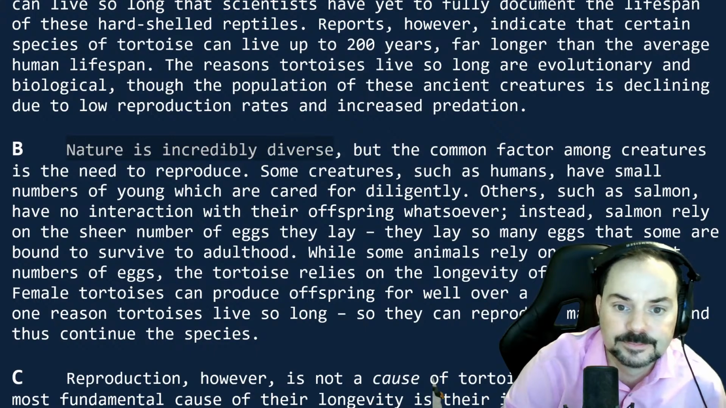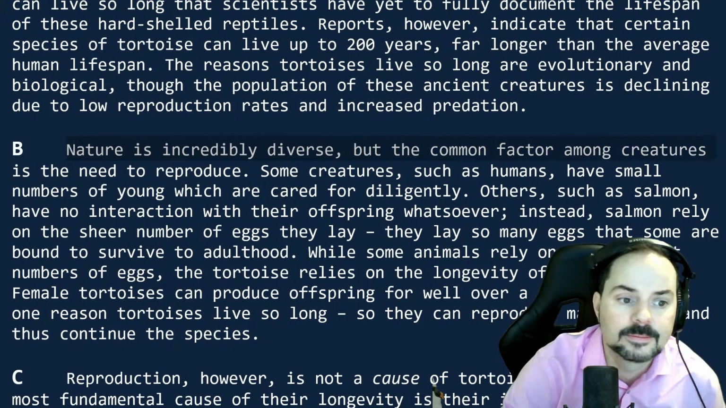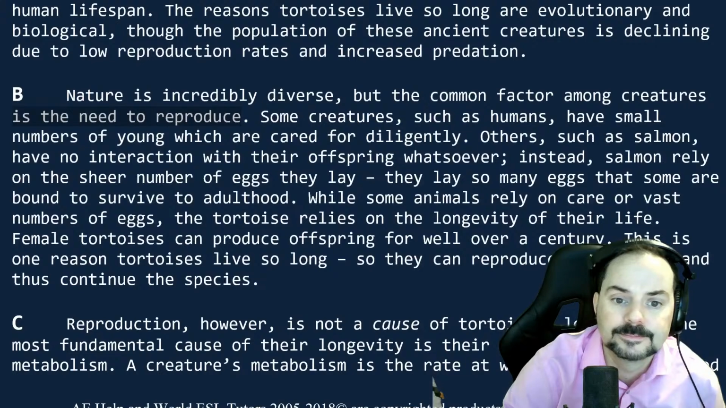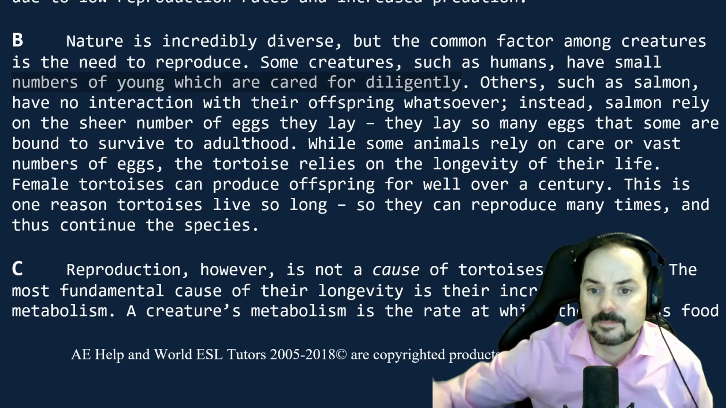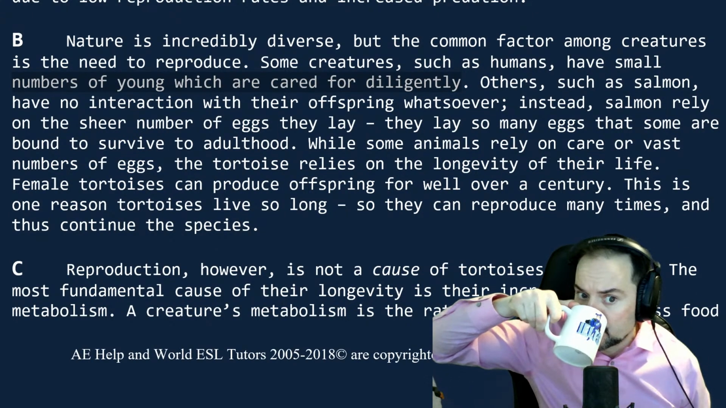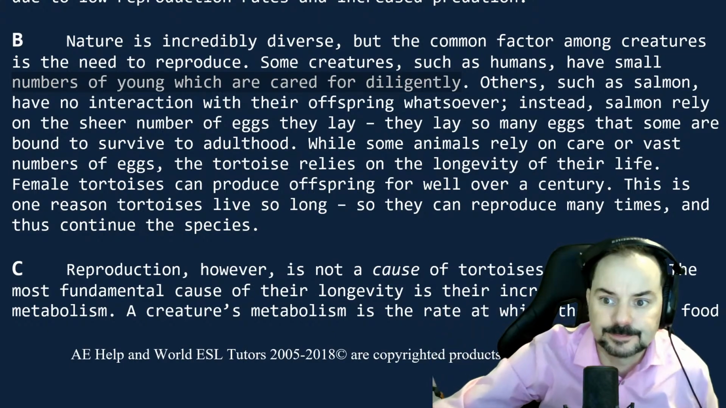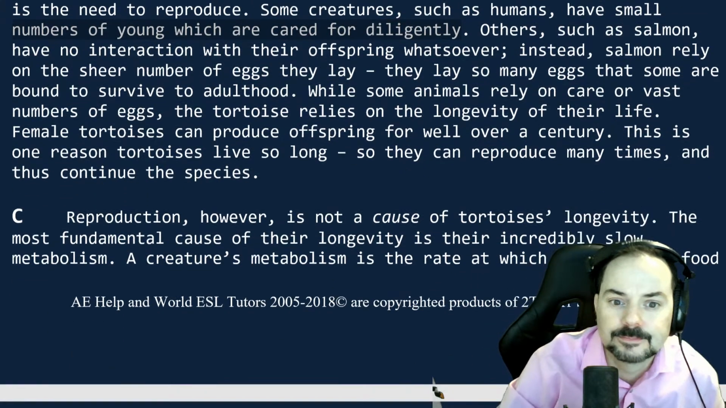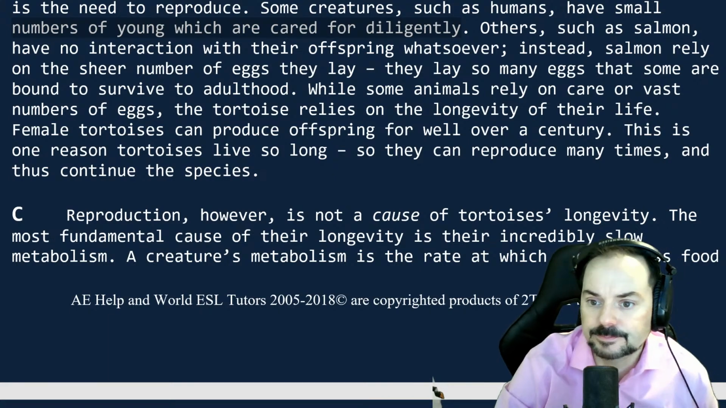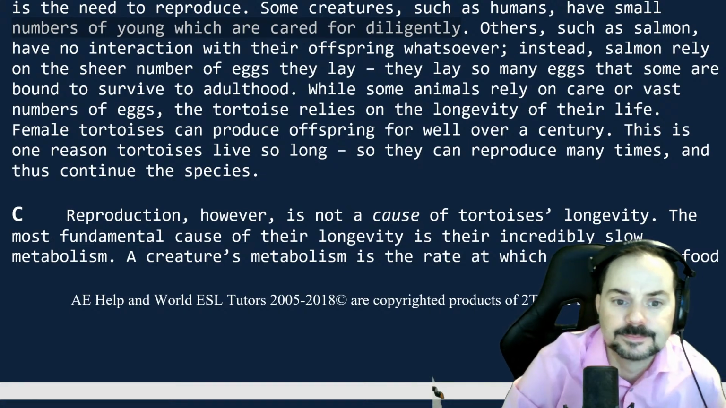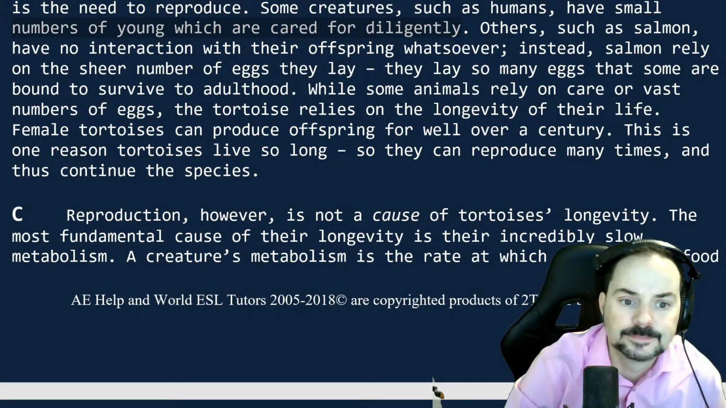Nature is incredibly diverse, but the common factor among creatures is the need to reproduce. Some creatures, such as humans, have small numbers of young which are cared for diligently. Others, such as salmon, have no interaction with their offspring whatsoever. Instead, salmon rely on the sheer number of eggs they lay. They lay so many eggs that some are bound to survive to adulthood. While some animals rely on care or vast numbers of eggs, the tortoise relies on the longevity of their life. Female tortoises can produce offspring for well over a century. This is one reason tortoises live so long, so they can reproduce many times and thus continue the species.